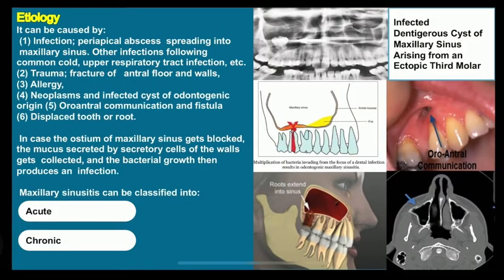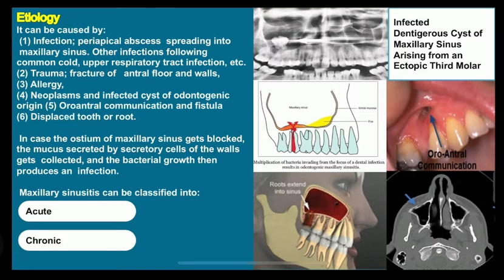The etiology: first, it may be because of infection, such as a periapical abscess spreading into the maxillary sinus, or other infection following the common cold, upper respiratory tract infection, etc. Here we have periapical infection spreading into the maxillary sinus. Or it may be caused by trauma, which is fracture of the antral floor and walls, or allergy, or neoplasm, and infected cyst of odontogenic origin. Here we have an infected odontogenic cyst, which is a dentigerous cyst within the maxillary sinus arising from an ectopic third molar, or oroantral communication and fistula, or a displaced tooth or root. Here we have a root extended into the maxillary sinus.